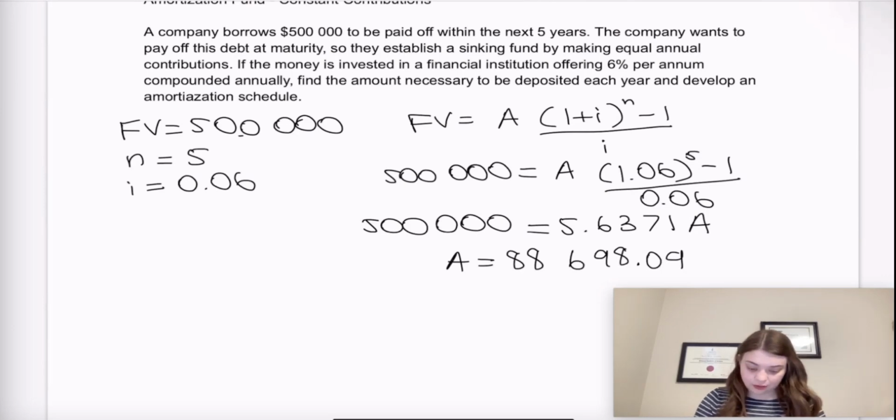Okay, so that gives me $88,698.09. And that might seem like, oh, that's a lot of money. And you're right, it is. But keep in mind that in 5 years from now we want to have $500,000. And so that's also a lot of money. So in that sense, it's not a big surprise.